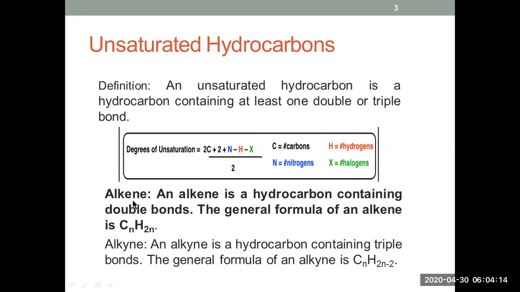Alkenes are those hydrocarbons which are composed of at least one double bond. There may be more than one double bond; there may be two, three, or four double bonds. The general formula of alkene is CnH2n. You can also calculate the degree of unsaturation, meaning how many double bonds are present, by using this formula, ignoring heteroatoms nitrogen and halogen.